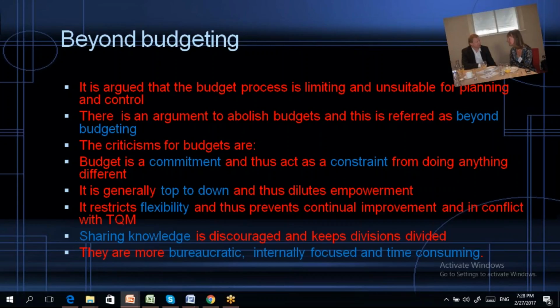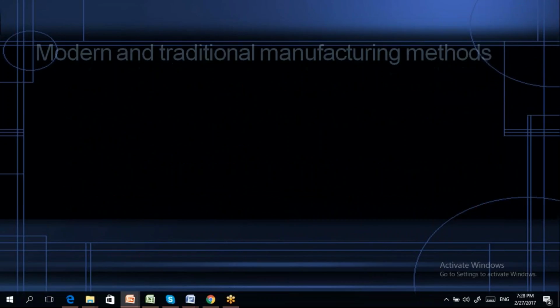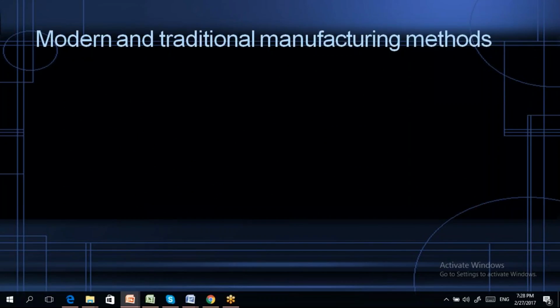And a lot of time is spent on that kind of thing. So to get away from that, there is something called beyond budgeting. That is to empower people to go and think beyond the budget. Justify their new project, and the management is prepared to accept it.